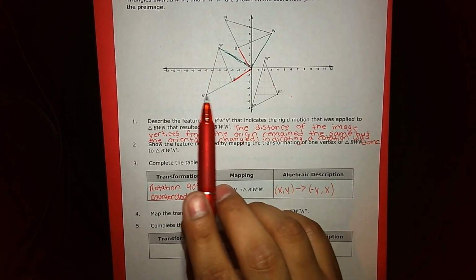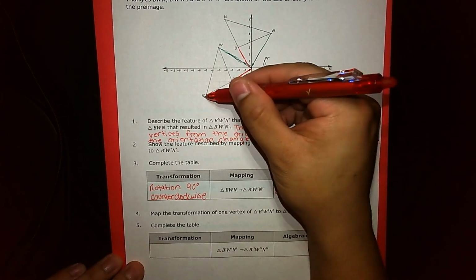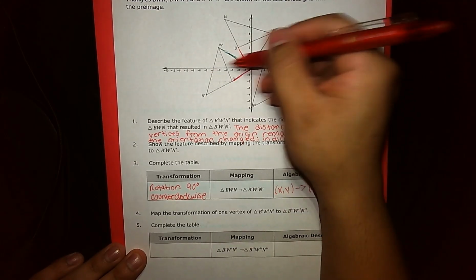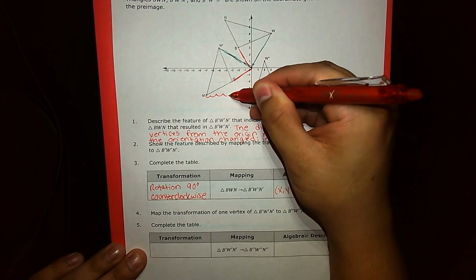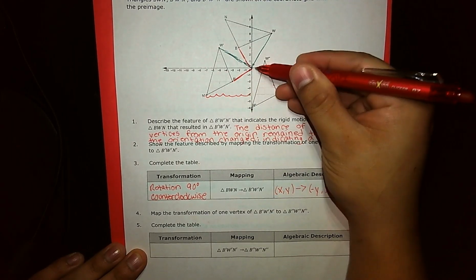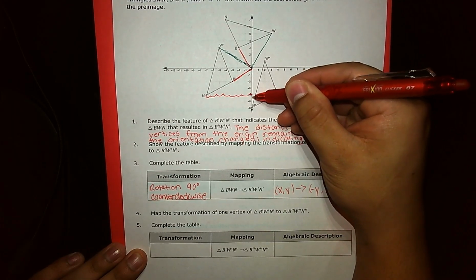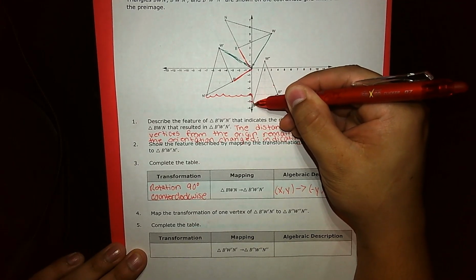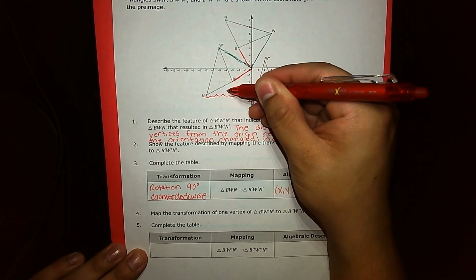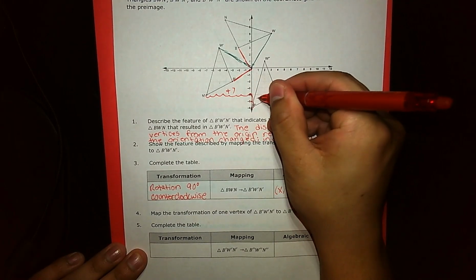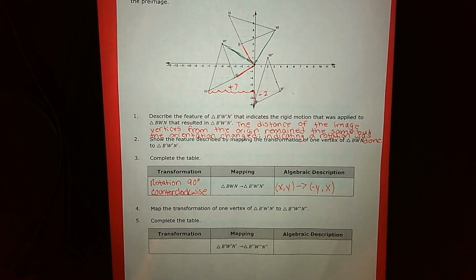So let's map one vertex, and I'll take N here just because it's the neatest in this area. Let's map N prime to N double prime, all right? And to get there, it looks like I have to go to the right 1, 2, 3, 4, 5, 6, 7. Looks like I'm stuck there, and then I just go down 1, 2. So I went to the right 7, so I added 7. And then I went down 2, so I subtracted 2.